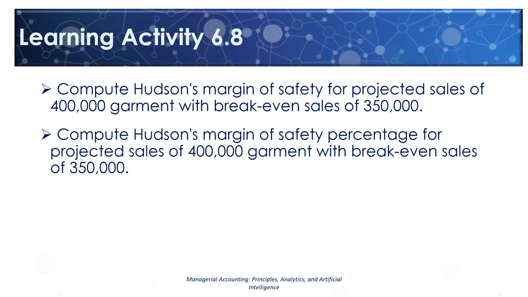Now let's complete learning activity 6.8. Hudson expects sales of 400,000 garments and break-even sales of 350,000 garments. Compute margin of safety in units and the margin of safety percentage. Pause here and work through the activity. Once you've finished, check your answers with the solutions provided in the back of Chapter 6.